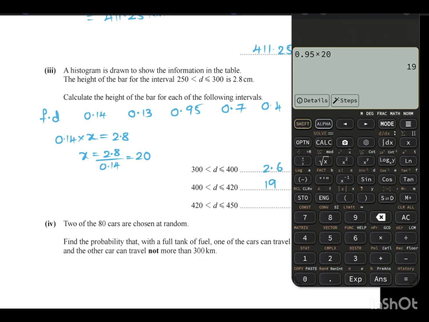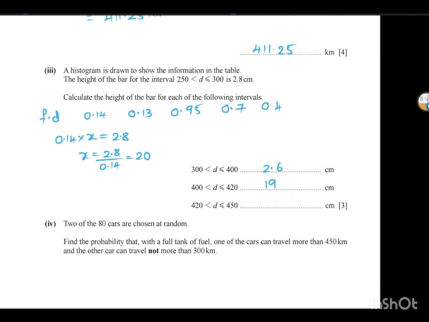So 0.7 into, let us find out, 0.7 into 20, 14. These are the heights of the bars in the histogram. Next question. This is done. Question 3 is done. Question 4.